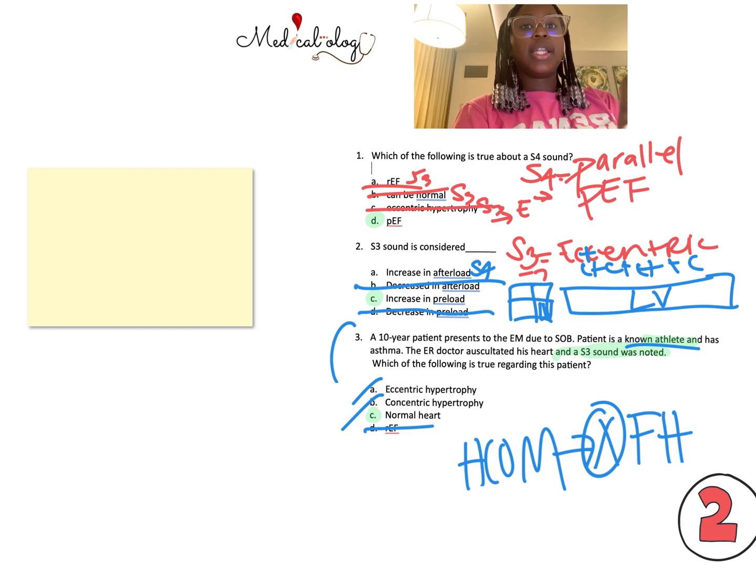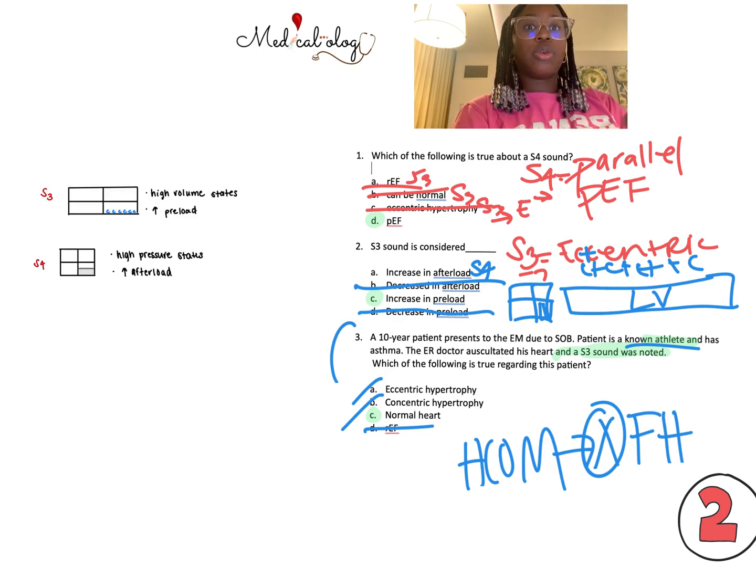So guys, let's go over this one more time. I just want to stress this and emphasize it so you guys can use your high yield mnemonics to get the questions right. Again, remember that S3 is a high volume state, which is a volume overload, a dilated cardiomyopathy, and there's going to be an increase in preload. We add your C's so your C's gets longer, okay? S4, a high pressure state. Why is it a high pressure state? Because the left ventricle is getting constricted.